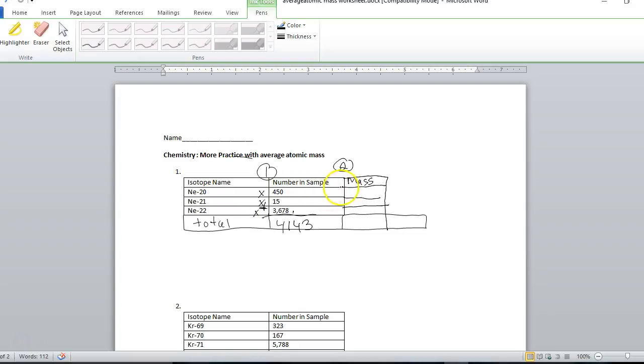So we're going to multiply these mass numbers. 20 times 450, just to reiterate what I'm doing here, 20 times 450, you should get 9,000 if you're doing this along with me. 21 times 15, you get 315. And 22 times 3,678, you get 80,916.